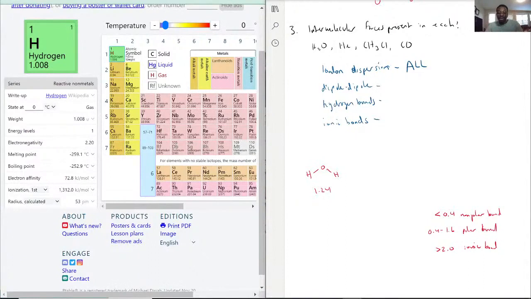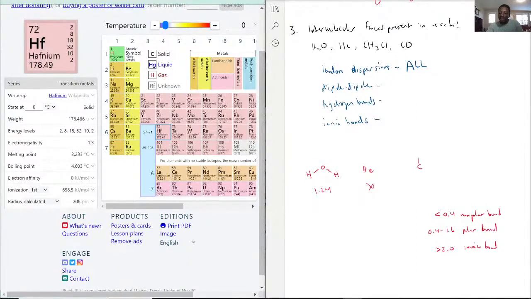So with that being said, H2O is 1.24. Helium is a molecule by itself, so it literally cannot exert a dipole-dipole because there's no other molecule with it, so this one cannot have that force.